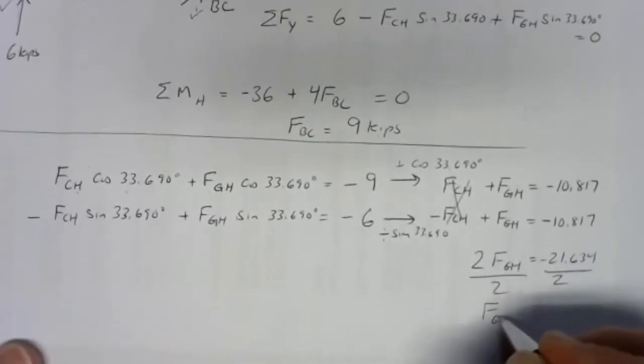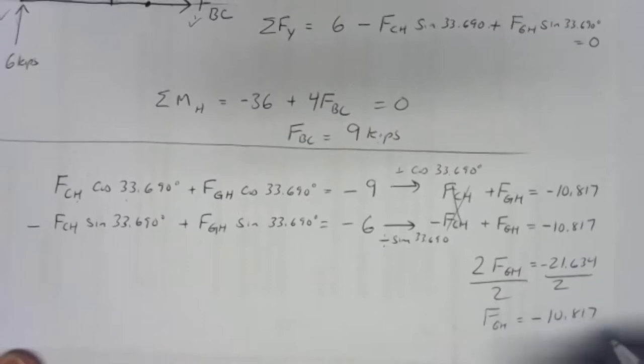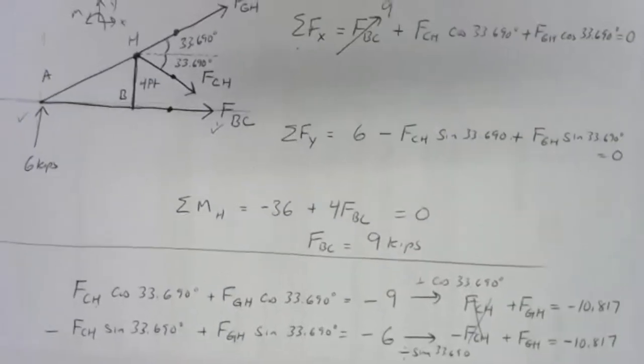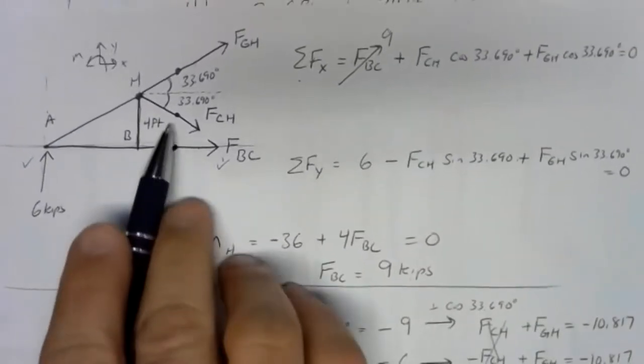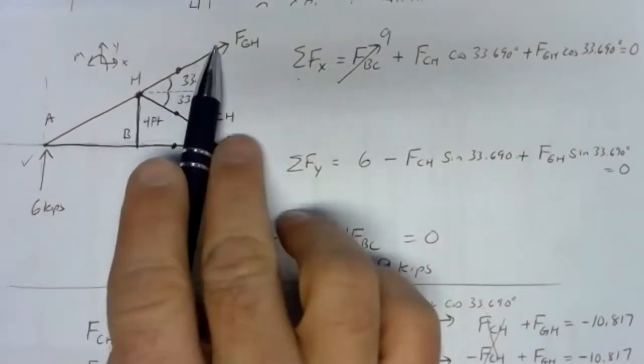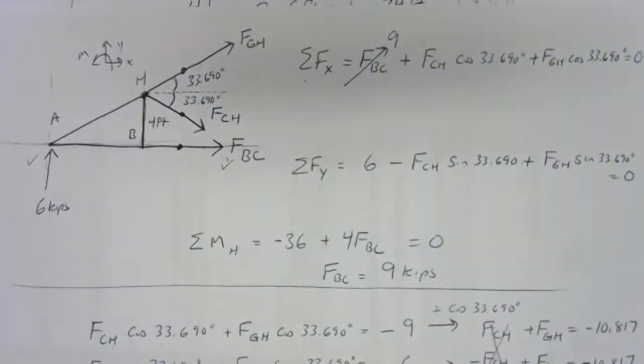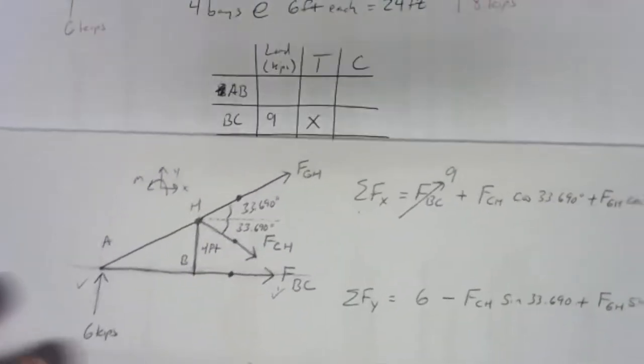And FGH is a negative 10.817. And that's kips. So it came out negative, so that means we know our direction is wrong. We assumed tension for FGH. It's actually compression.